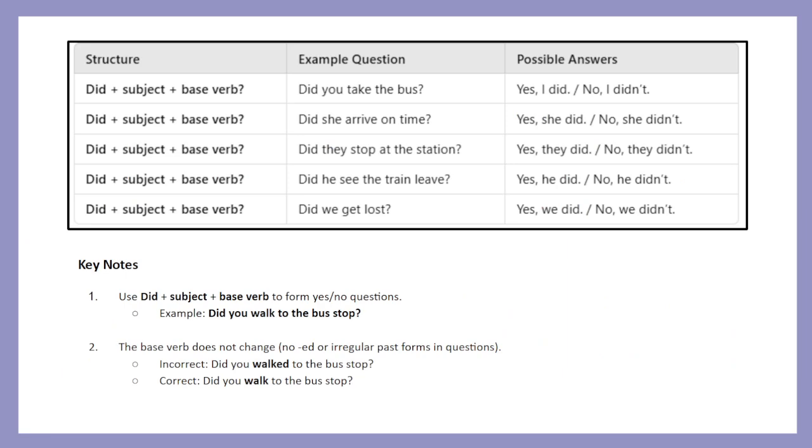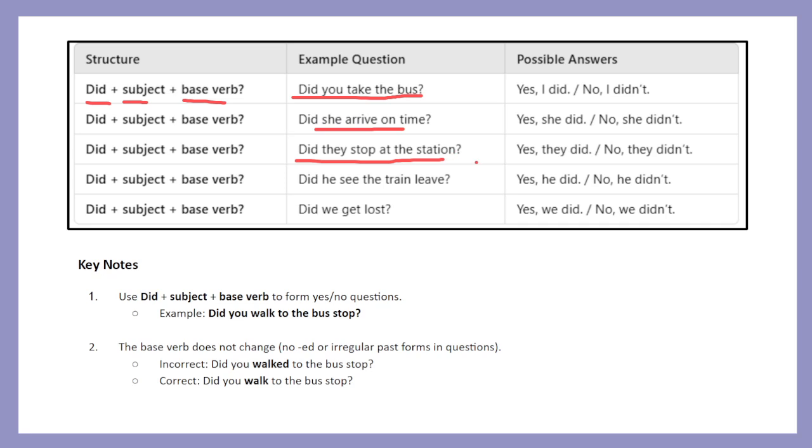Okay, so now we're going to talk about questions. To ask a question in the simple past, we use did, subject, base verb. Did you take the bus? Yes, I did. No, I didn't. Did she arrive on time? Yes, she did. No, she didn't.